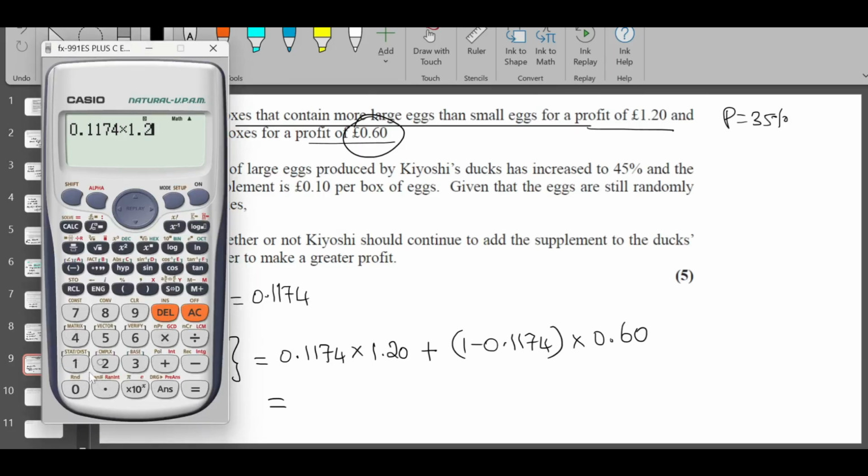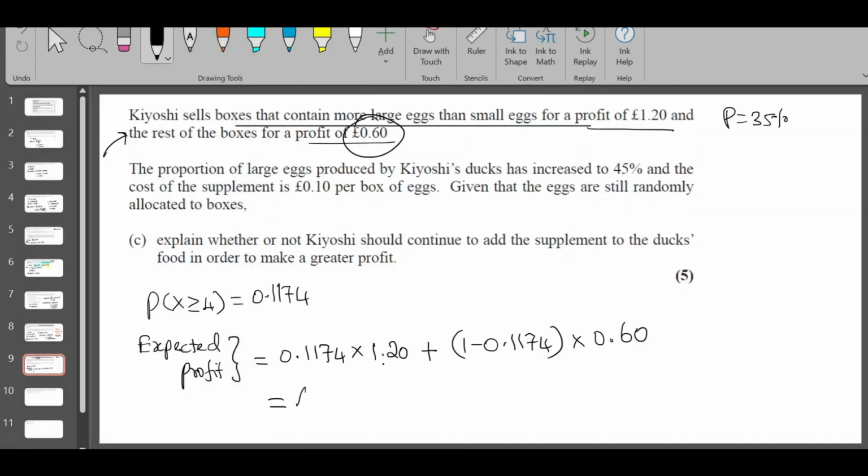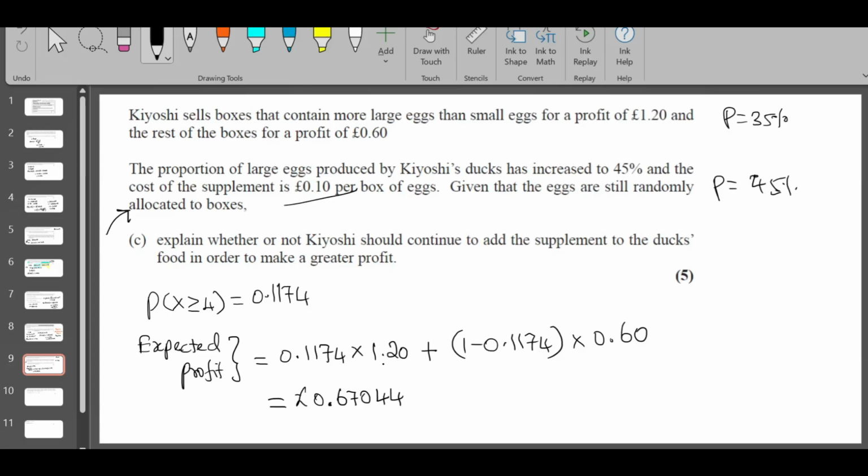Okay, 0.1174 times 1.20 plus 1 minus 0.1174 times 0.60. 0.67044 is the expected profit per box. Now let's find the expected profit per box for this scenario here, where the probability is 45% and then there is a supplement cost also.